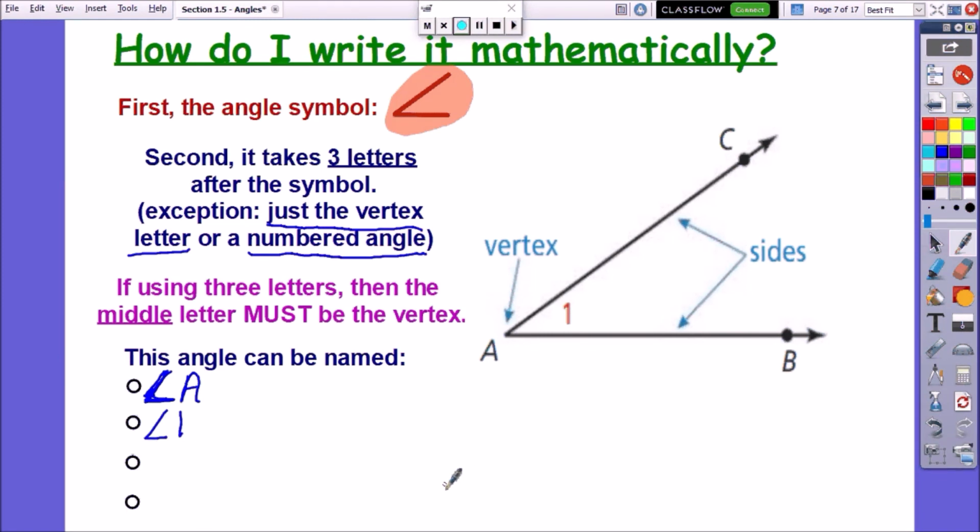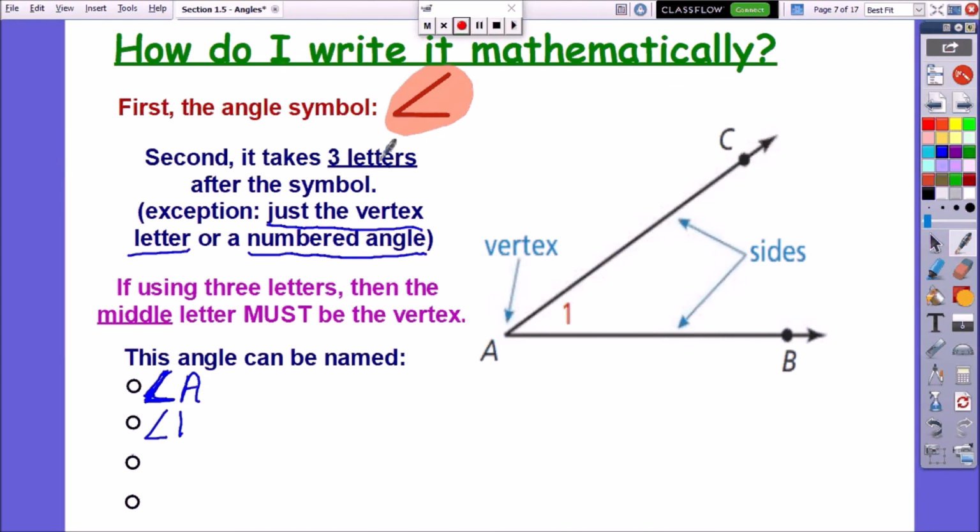Now, your safe bet, and this will apply to more circumstances than just these two circumstances of using a single letter or a single number, because the numbers aren't always going to be there. And I'll show you some scenarios where you cannot just use a single letter.